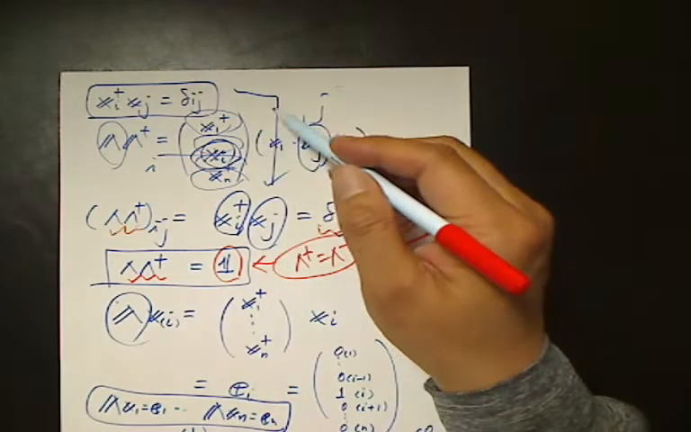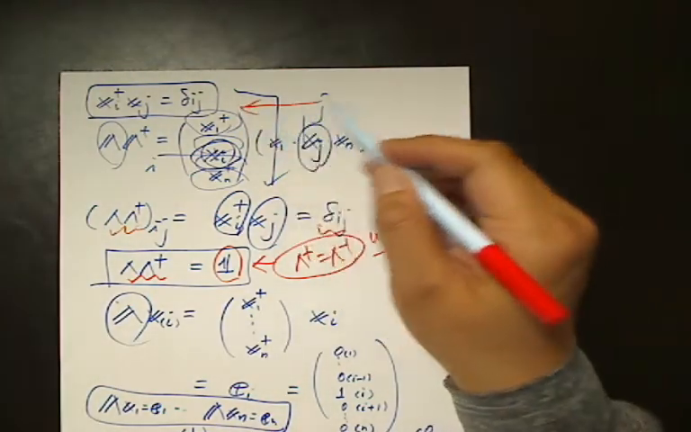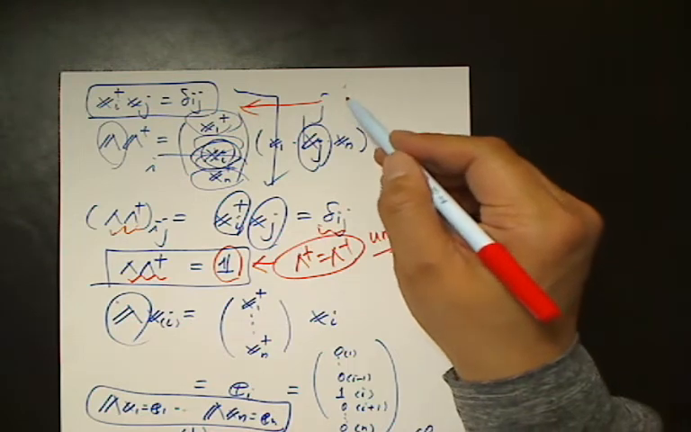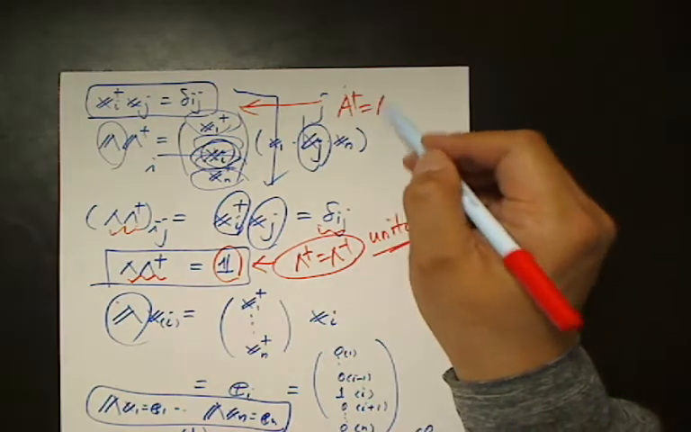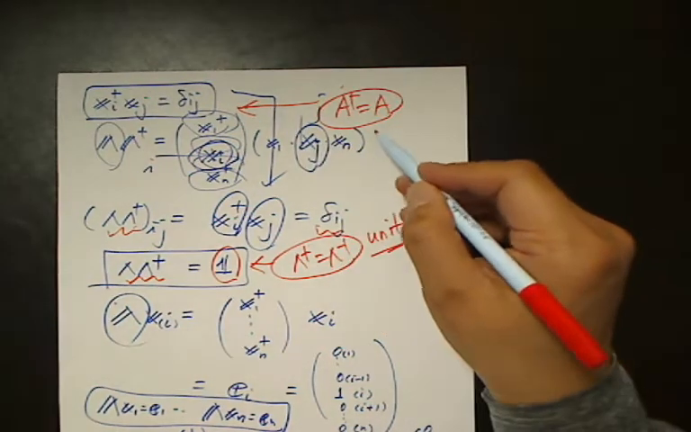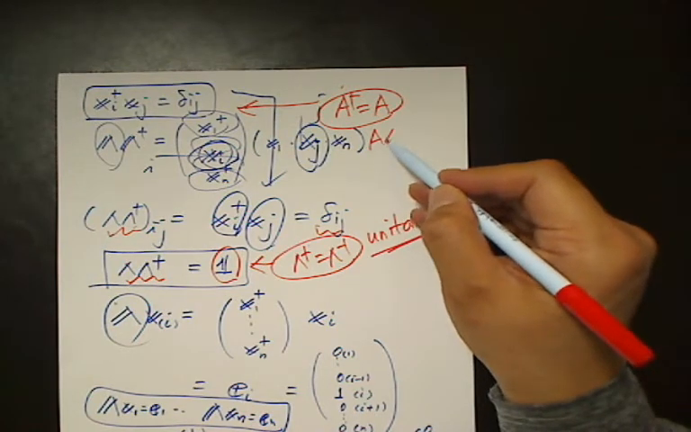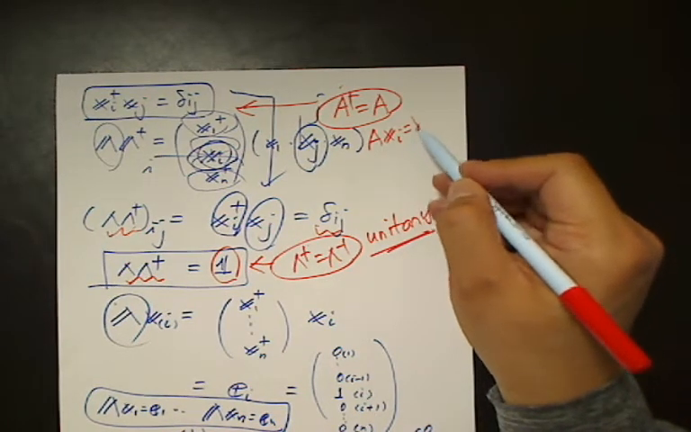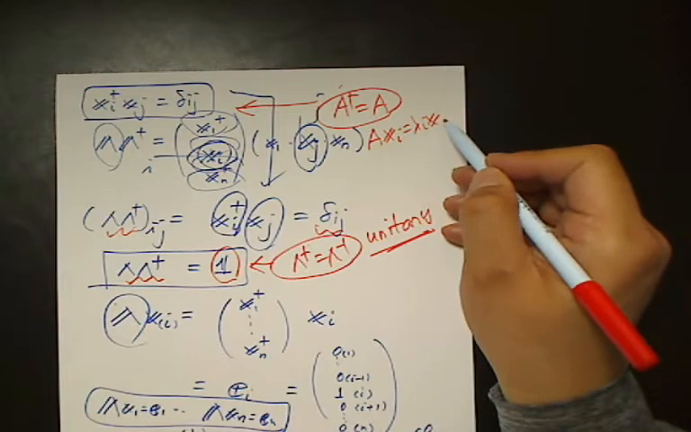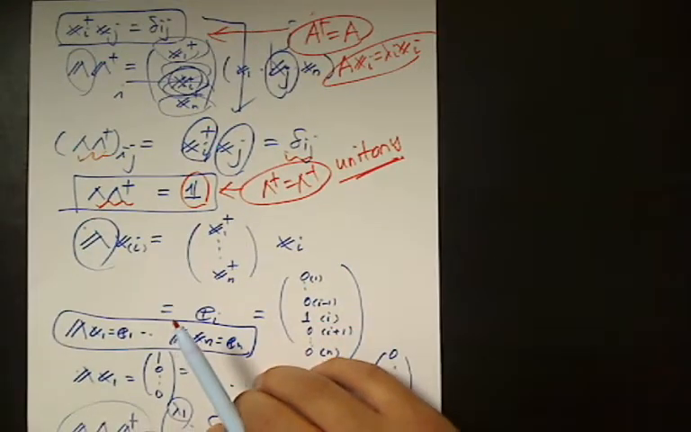This is true for the case A is A dagger and x satisfied this eigenvalue equation, right? All right.